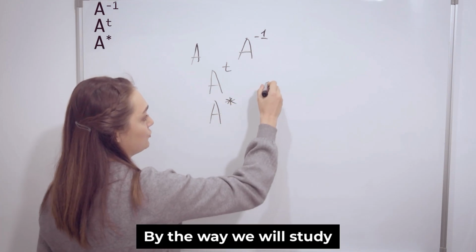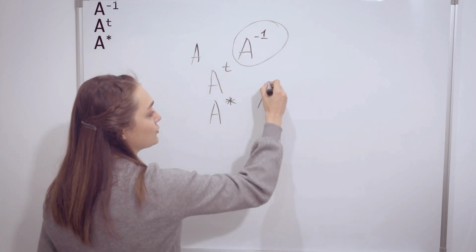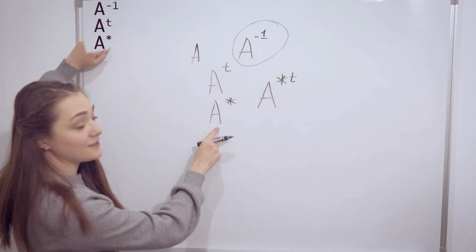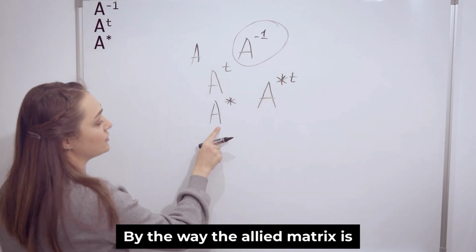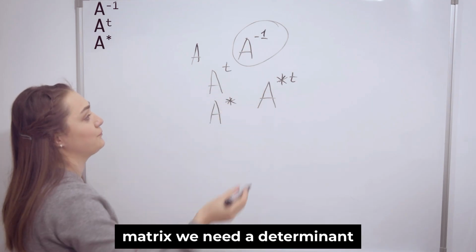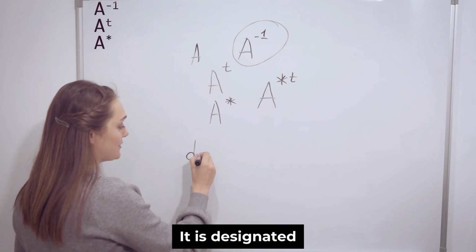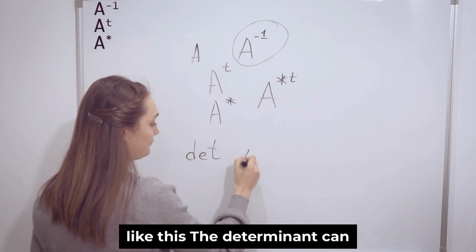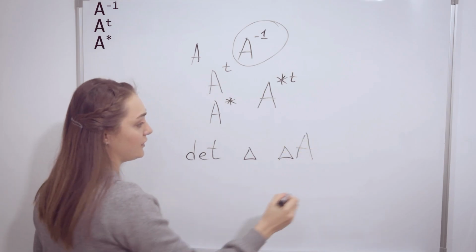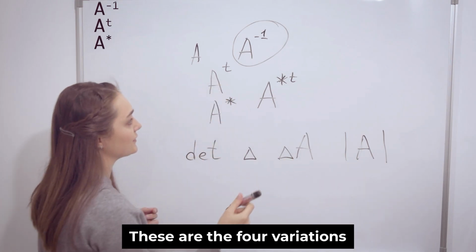By the way, we will use it in order to find the inverse matrix. A matrix A with an asterisk, and even transposed. By the way, the allied matrix is also called reciprocal and attached. In order to find the inverse matrix, we need a determinant. It is designated like this. The determinant can be seen like this, and like that. These are the 4 variations.